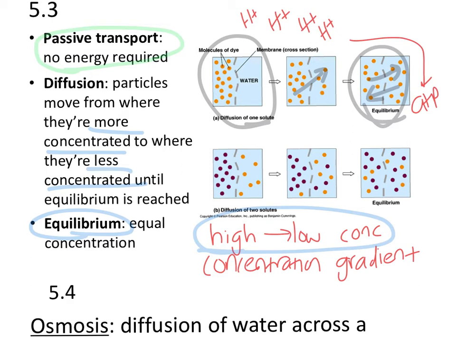Same is shown on the bottom pic. We have a concentration of purple on the left and a concentration of orange on the right. They will spread away from like particles until there is an equal concentration of both on both sides of the membrane.